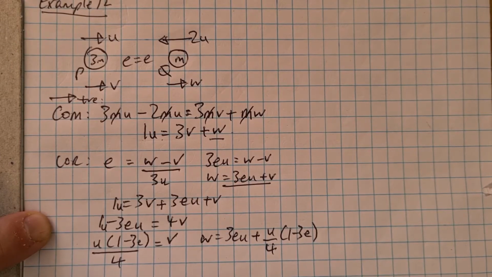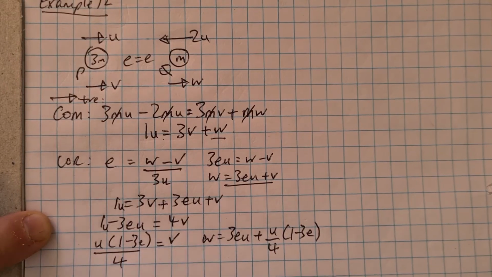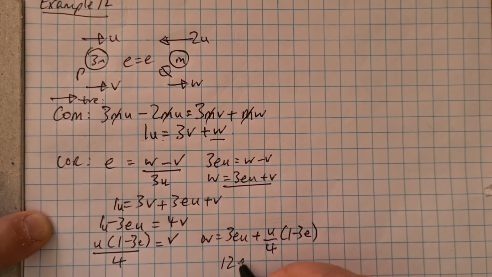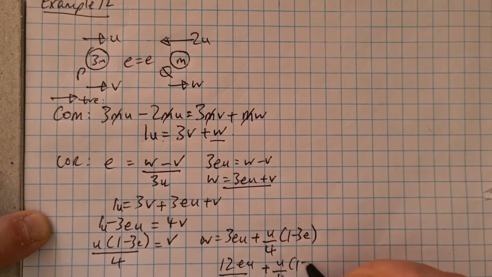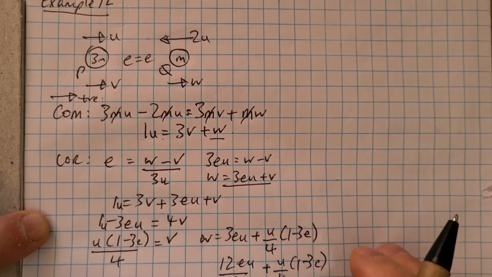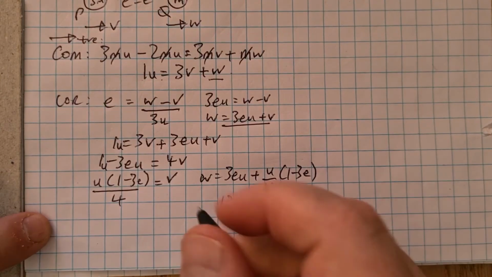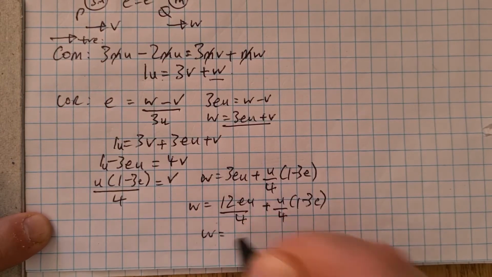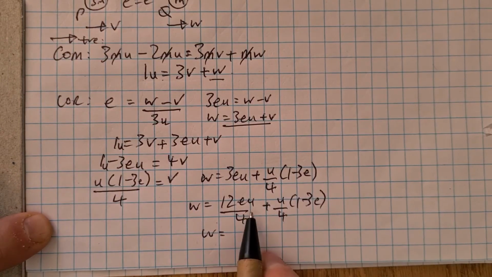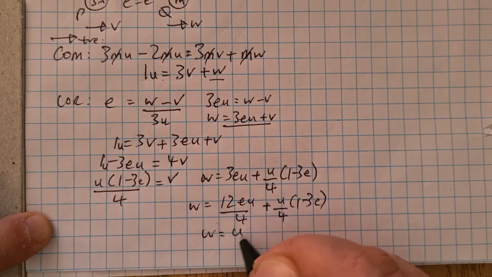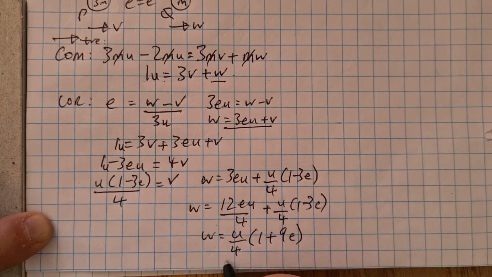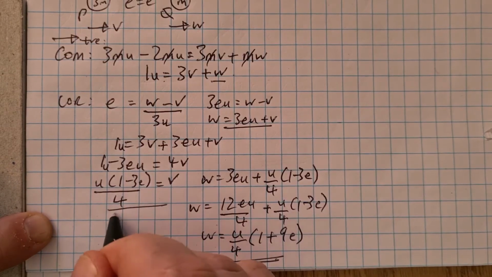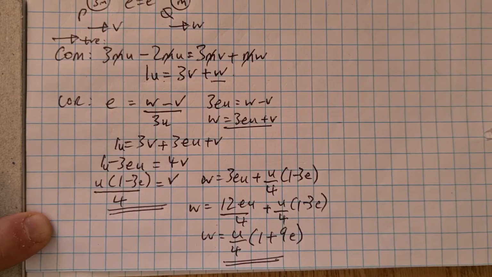So that would be 12eu over 4 plus u over 4, 1 minus 3e, which will then give us w. So we've got 12 minus 3 eu over 4, so that will be u over 4, 1 plus 9e. So we have our velocities v and w after the collision in terms of u and e.